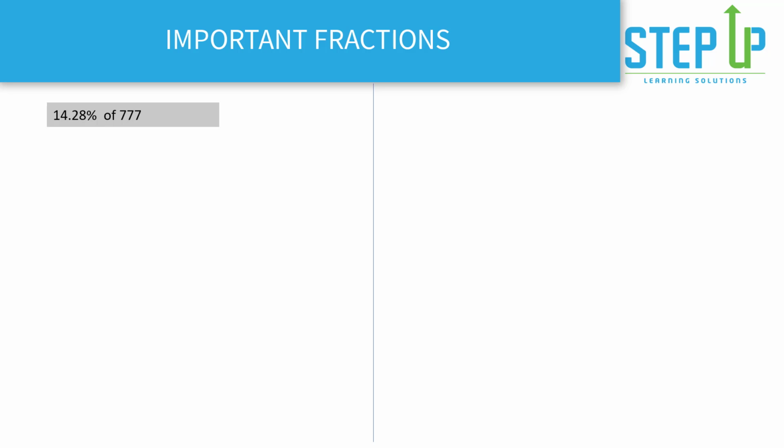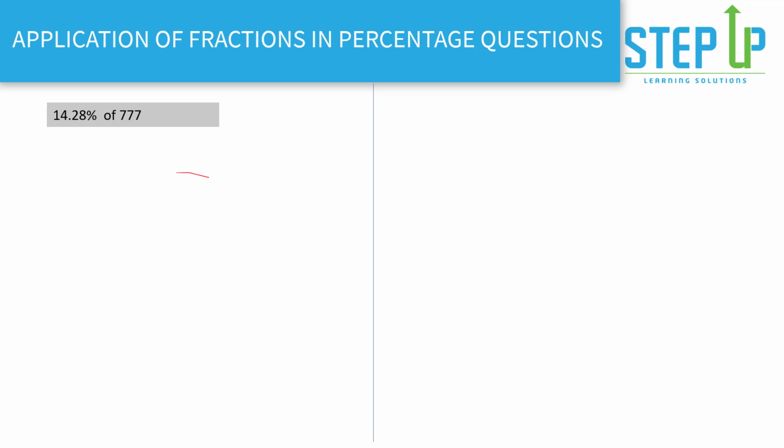Now let's look at the application of this concept. So in the exam, if somebody asks you what is 14.28% of 777, instead of doing 14.28 upon 100 into 777 and multiplying this number with this number, I mean, this doesn't look very exciting. So this will take a long time, and not only time, you may end up making some mistakes in the calculation and end up with a wrong answer.